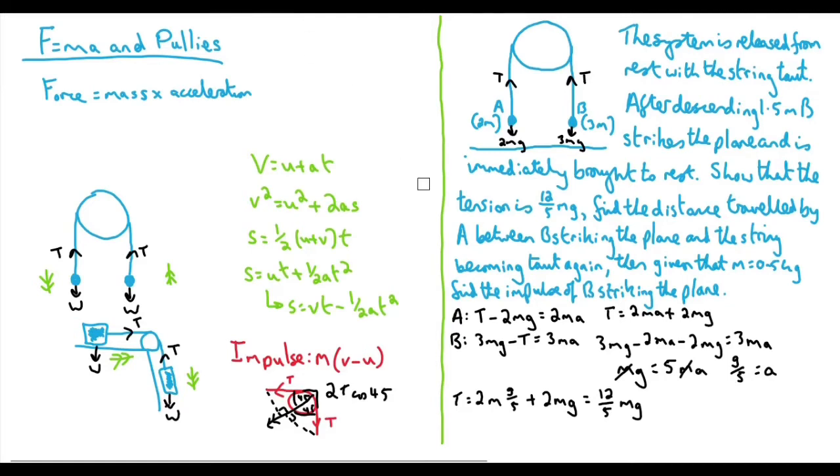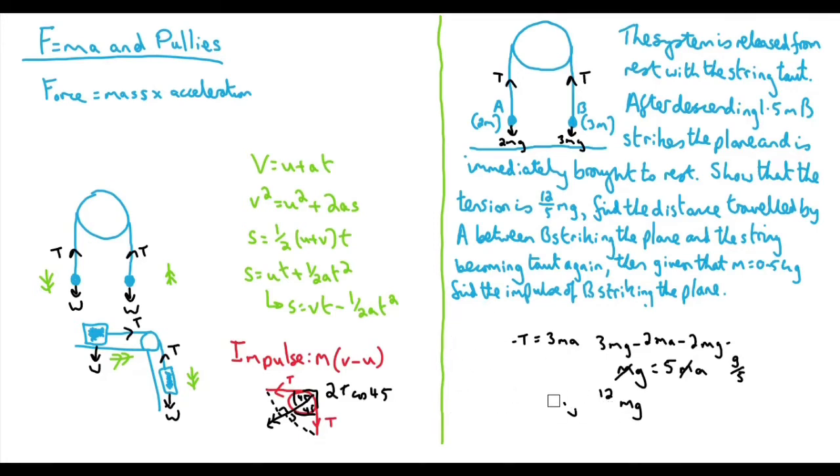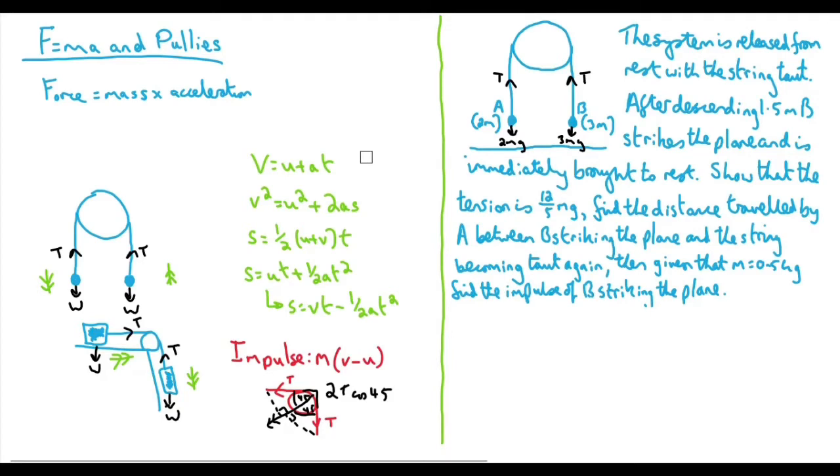Secondly then, now that we know that this is a tension, we can start trying to work out what the distance is going to be travelled by A between B striking the ground and string becoming taut again. So because we're going to be looking at distances, we're going to be dealing with suvats. For this, we are first of all actually going to need a separate suvat to work out how fast A is moving when B strikes the ground.